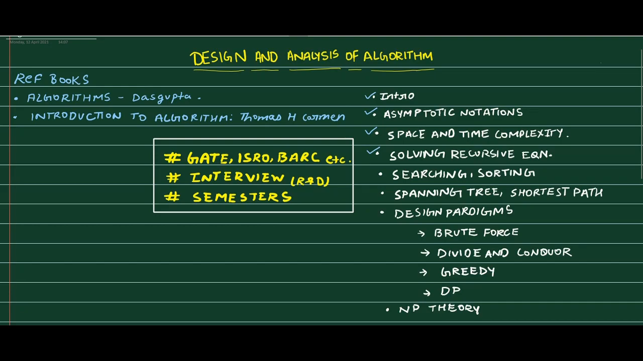We will look at searching algorithms, sorting algorithms. We will look at spanning trees, shortest paths, and what are the algorithms to compute that. After that, we will look at some design paradigms like brute force approach, divide and conquer approach, greedy approach, and dynamic programming. We will be looking at quite a lot of standard examples on these particular topics.